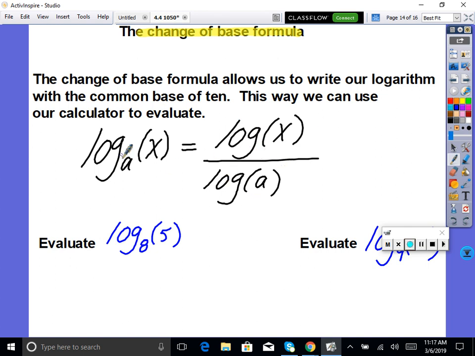Now you have to remember which one goes on top. The base is always on bottom, so log of what's in parentheses is always on top, divided by log of the base part on bottom. So now notice if I said to you evaluate this, you would not be able to write base 5 as base 8. Therefore, you would have to use change of base formula. So this is equivalent to log of 5 divided by log of 8. And that is really easy because now I can just type it into my calculator.